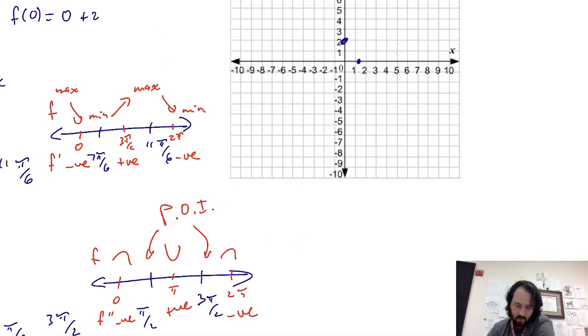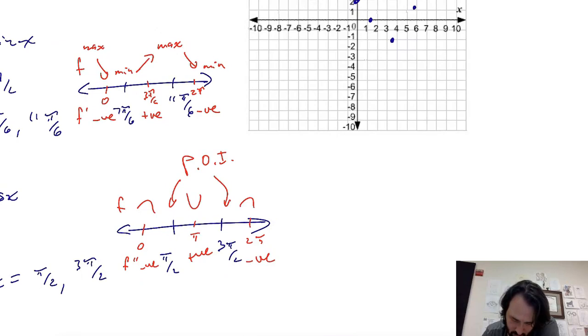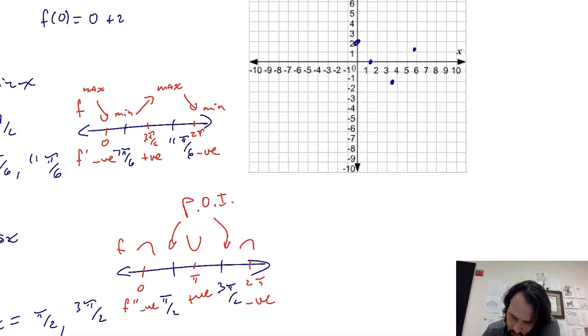And at 7 pi over 6 and 11 pi over 6, I have max and mins. 7 pi over 6 is a little bit more than 3, so I'm going to say somewhere down there. That's probably not negative 2, but I'm going to say it's somewhere down there. 11 pi over 6 would be a little bit less than that, so somewhere in here. And I'm changing my point of inflection at pi over 2, which is 1.57, and 3 pi over 2, which is 4.5, somewhere in here.